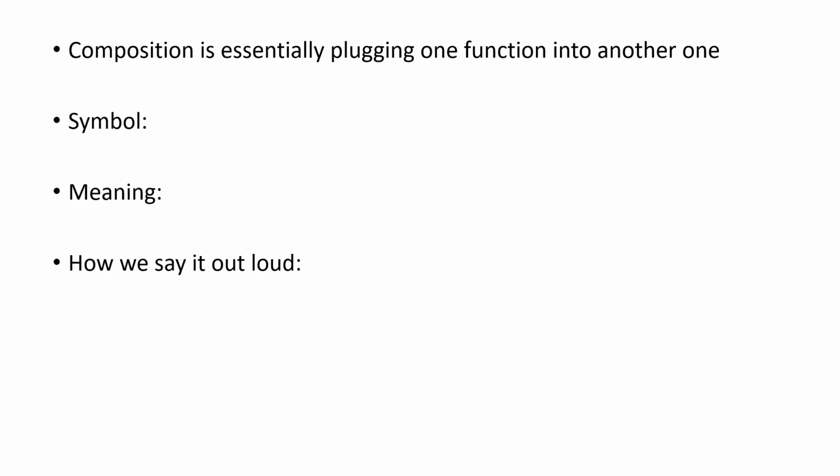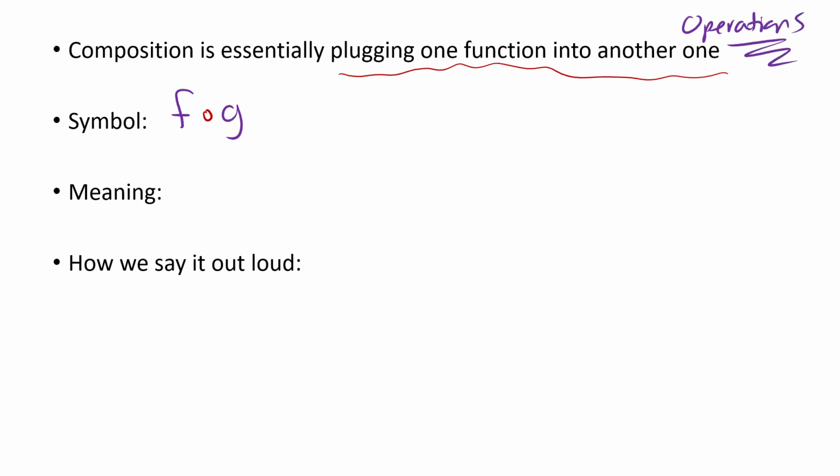So composition essentially is plugging one function into another one. The symbol that we use for it is this open circle, okay, open circle. And what I'm going to do is put the functions on either side. So we got that operator there. Now, if you watched my video on operations, and I'll go ahead and link that up there in the upper right-hand corner for you, I made a big deal about when you're multiplying functions, you have to use a closed circle. You can't make it all bubbly, because composition is represented by the open circle.